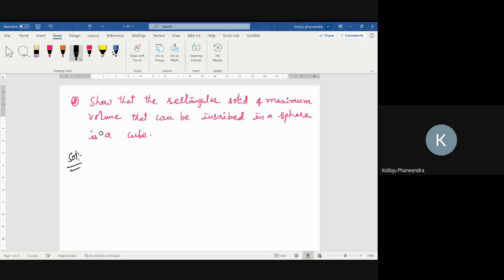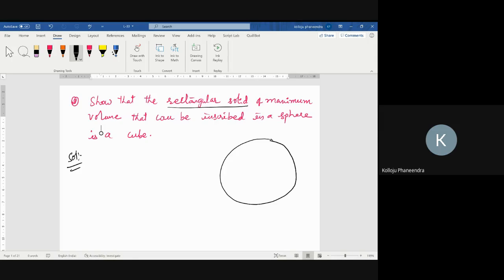Let's understand the problem. There is a rectangular solid with maximum volume which is inscribed in a sphere. Then that rectangular solid becomes a cube. Cube means all the dimensions are the same. So let me take this is the circle. I cannot draw a three-dimensional figure, so listen carefully to understand the concept. A rectangular solid is nothing but a rectangular box of maximum volume that can be inscribed in a sphere is a cube.